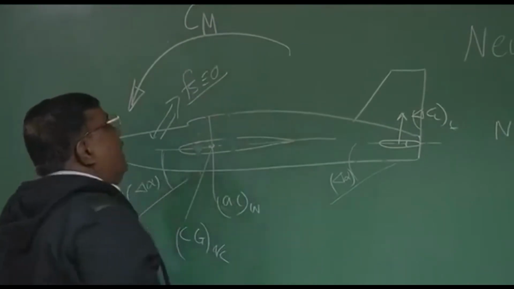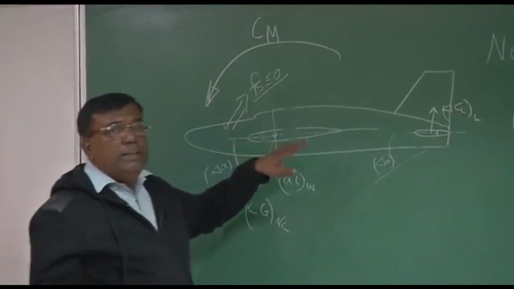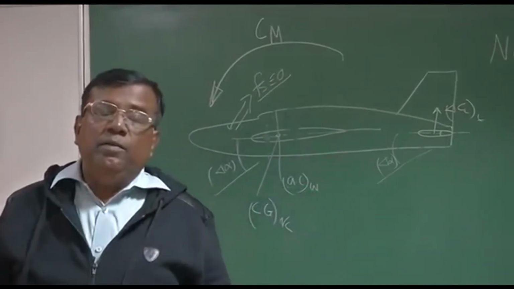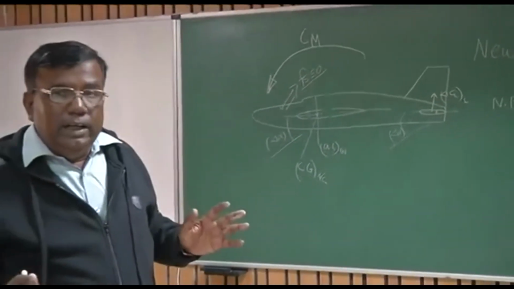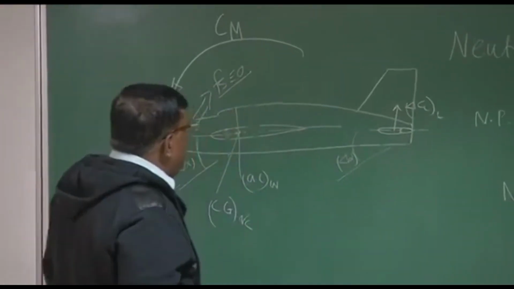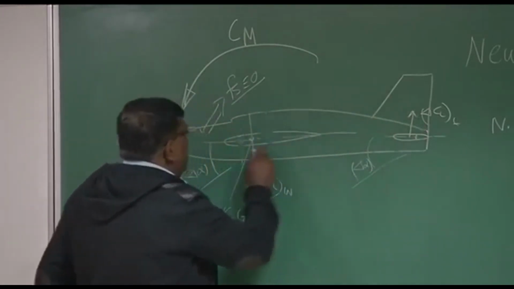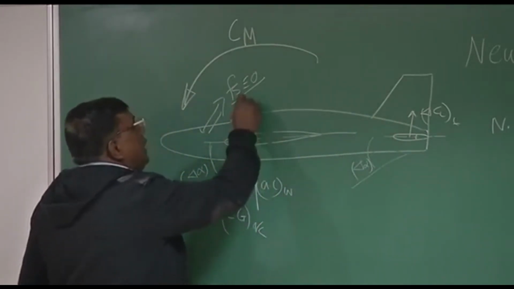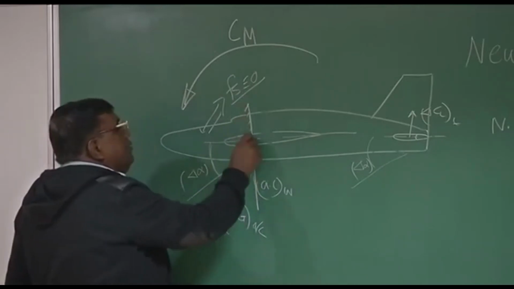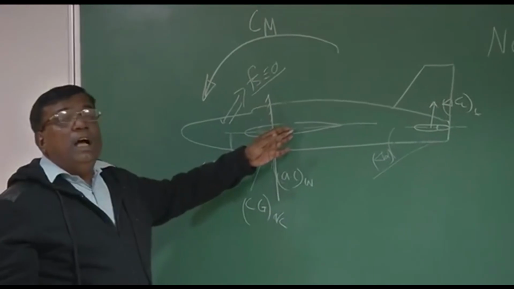So we are writing Cm. So this will make the whole configuration again having dCm by d alpha less than 0. Is it clear? So that is the beauty of keeping a tail. So what is actually happening? Earlier, when tail was not there, you have a limit that you cannot put the CG beyond AC of the wing. Otherwise, it will become statically unstable.